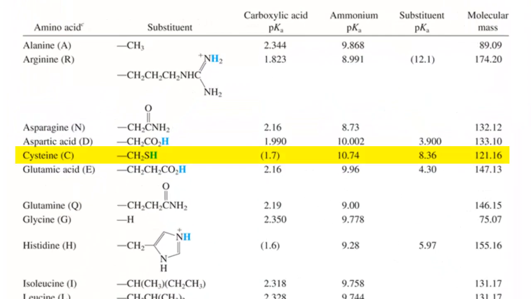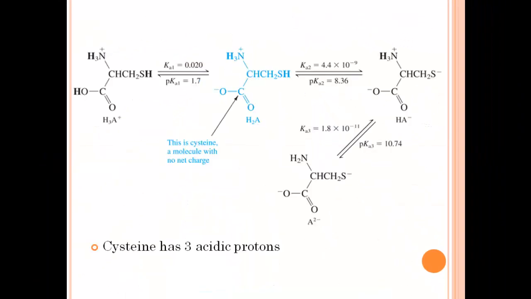So for example, the amino acid cysteine has 3 acidic protons. You can see right there, it has the pKa for the carboxylic, the pKa for the substituent, which is the second pKa, and the pKa for the ammonium group, which is 10.74. This is what you see in your book. It shows you the process of them losing each acidic proton.